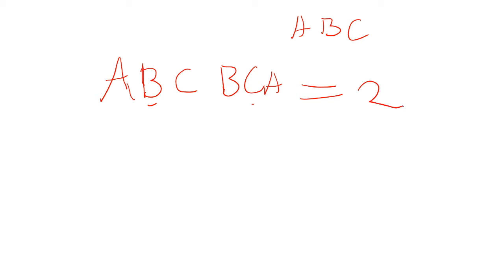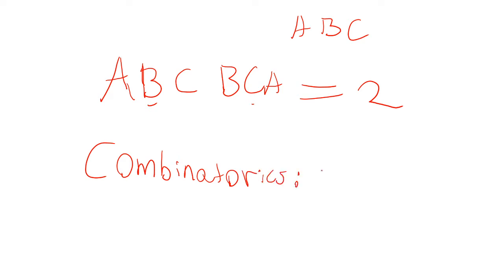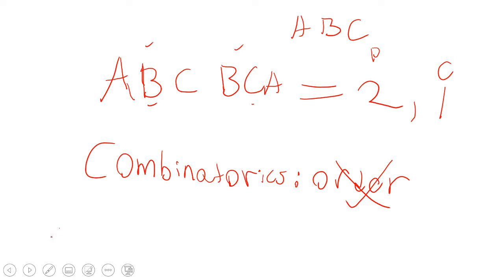In combinatorics, it's different. In combinatorics, order doesn't matter. So order does not matter in combinatorics. These two are the same. It's the same exact thing. But in permutations, they're different. So this would be combinatorics and this would be permutations. And that's just one way of seeing it. And there are 2 different types of problems as well.